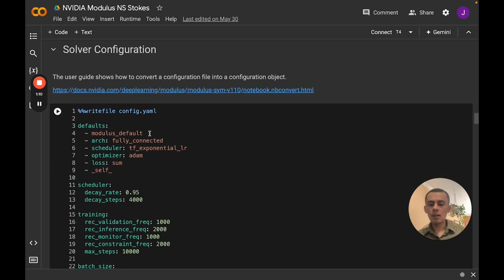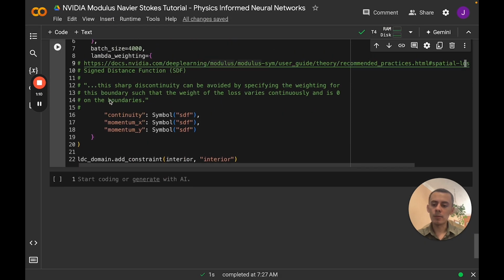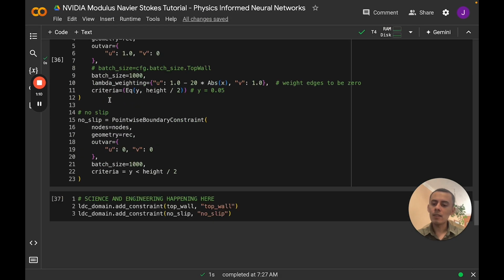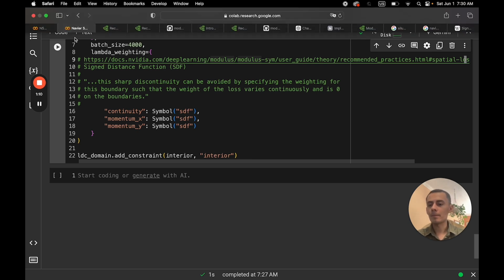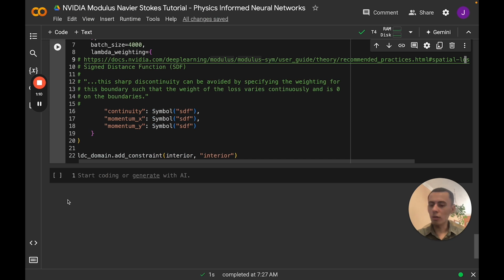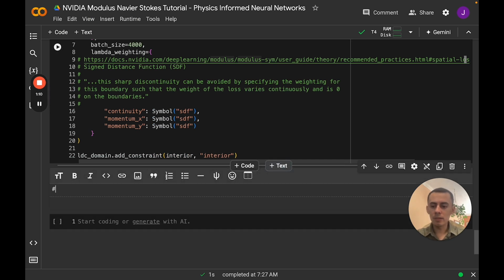Okay, congratulations. We have defined the problem. That's all it takes. We did it. We have the domain, we have the constraints. Now we need to solve it. We need to define the solver. So, solver configuration. Let's do the solver configuration.